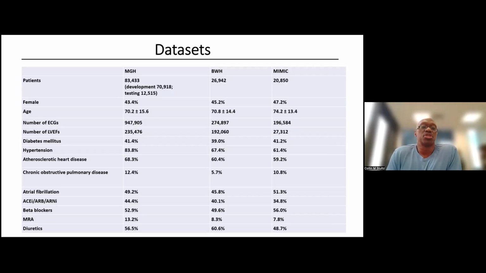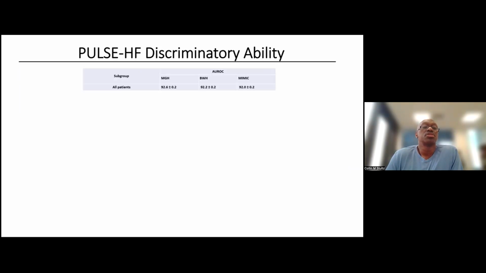So the first question is, how well is this model at differentiating those patients who will have an EF less than 40% in the year after a 12-lead electrocardiogram is obtained? So cut to the chase. If you look at all patients, and this is in the test group with the MGH, and in these two validation sets at the Brigham and with the MIMIC data set, the AUC is quite good, about 92 to 93%.